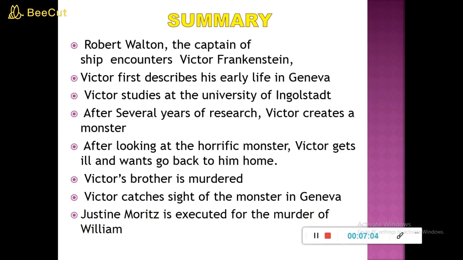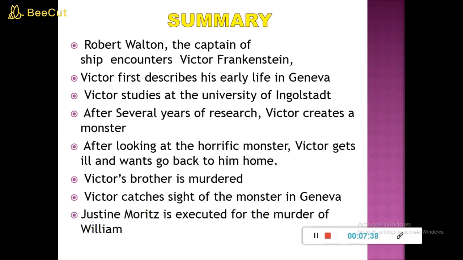He describes that he was happy among his family members, and he studies at the university. There, he has been working to find a solution for how to create a monster. He has been researching how to create a monster, and at last, after years of research and hard work, he has been able to create a monster. But the monster is very ugly, and very big.